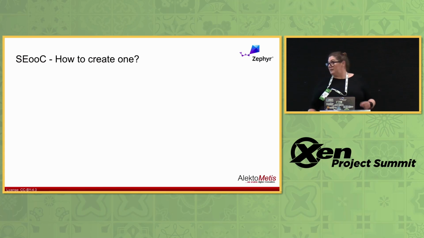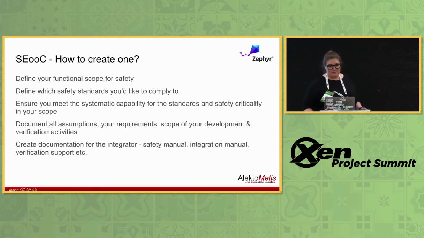Our perspective here is, how can I create a safety element out of context? First of all, define your scope. Define which standards you want to comply with. And then a big topic is the systematic capability. Systematic capability means really how much effort have I put into something so that it really does the thing I want it to do.